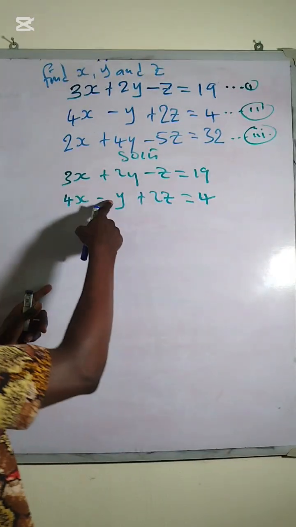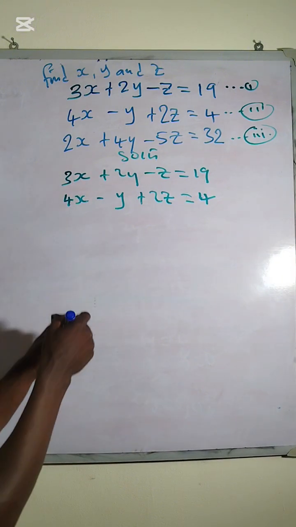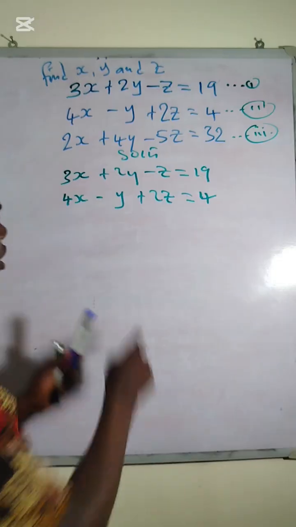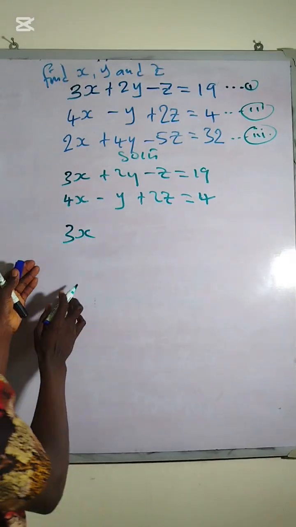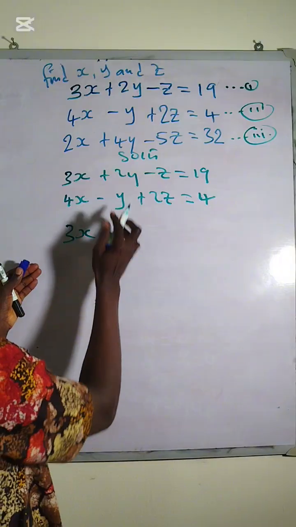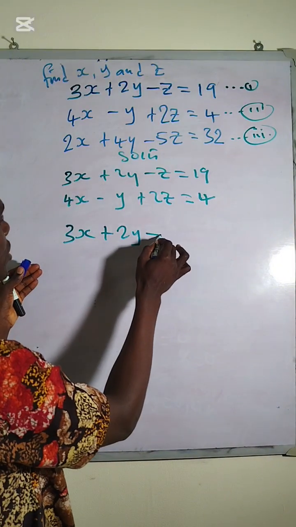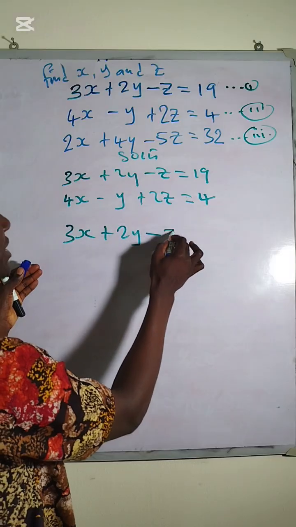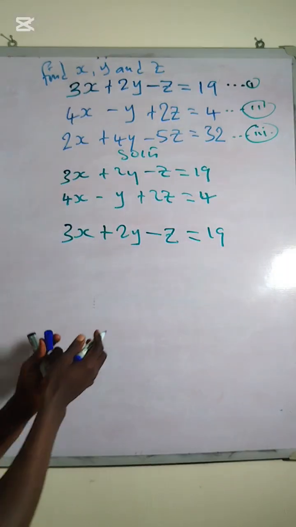Correct? Good. What is the coefficient of y here? 1. So I'll be using it; you can decide to neglect the sign. Is that okay? So 1 multiplied by 3 will give me 3x. Are we fine? Plus 1 multiplied by 2, 2y. Minus 1 multiplied by z, that is what? Still z. Equals 1 multiplied by 19, which will still give us 19.